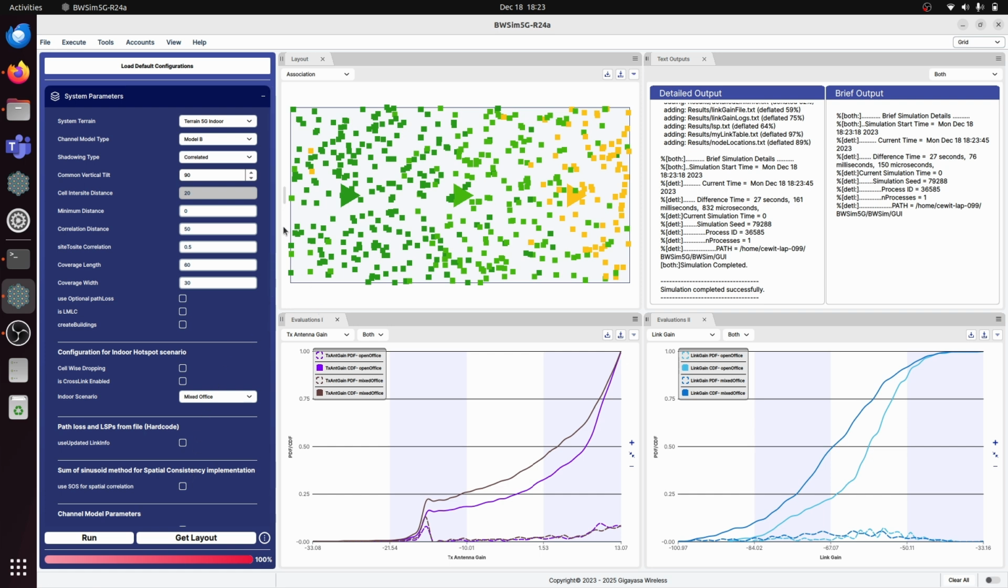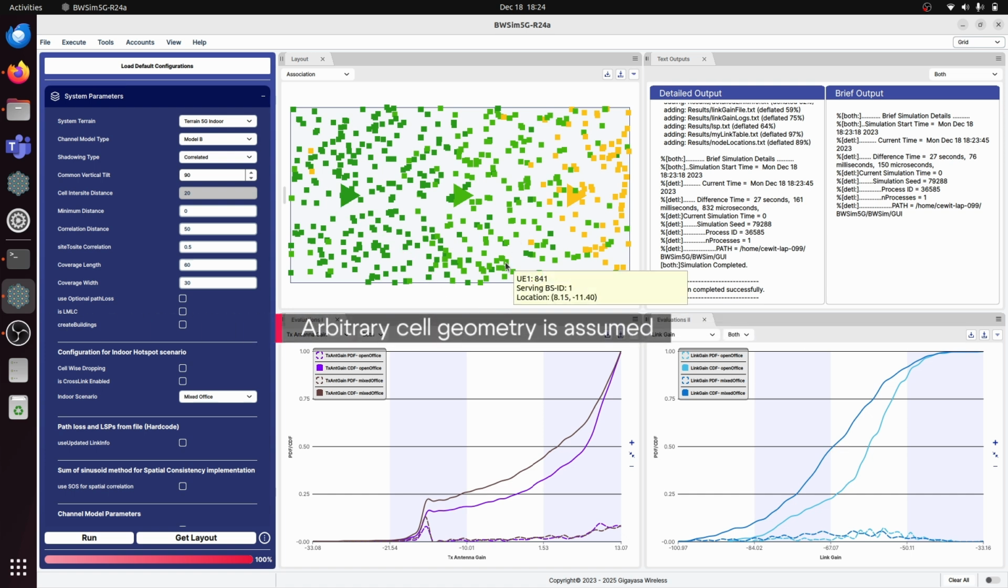Okay, first let us focus on the layout. There are two points which were discussed earlier, and let us see how they are proved via the layout. Point one, you can notice from the layout that the base station deployment is non-sectored, and second, an arbitrary geometry is assumed. So with this out of the way, let us start analyzing the plots.